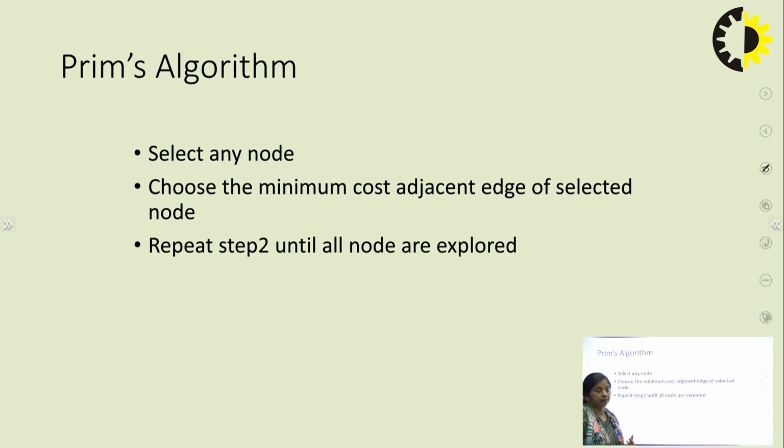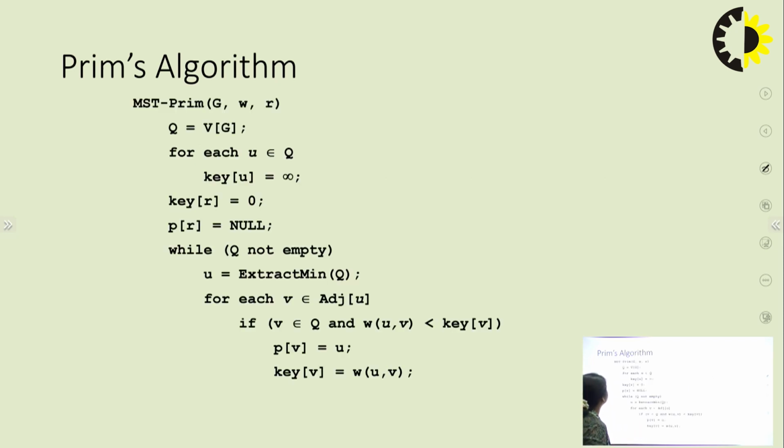So let us explore this algorithm, how it is done, how we select edges, how we draw it. So this is our algorithm. We are given a graph, we are given weights, and we are given the vertex from where we have to start. So we have taken that R. So what is the first point? We need to make a queue.